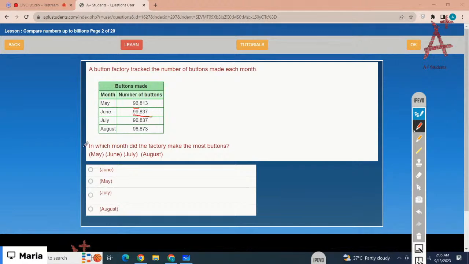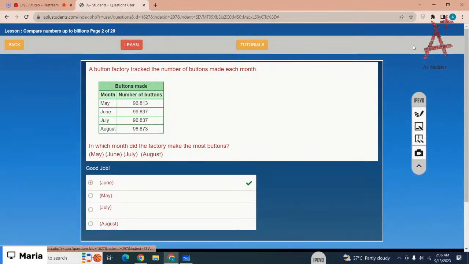96,813, 99,837, 96,837, and 96,873, right? So just look at the first digit. They all have the first digit 9, right? Just look at the digit that is at the thousands position: 6, 9, 6, 6. Rest of them are equal. Just this one is greater than the other ones. That means that is the greatest number. So June has the most buttons, right? The correct option is June.